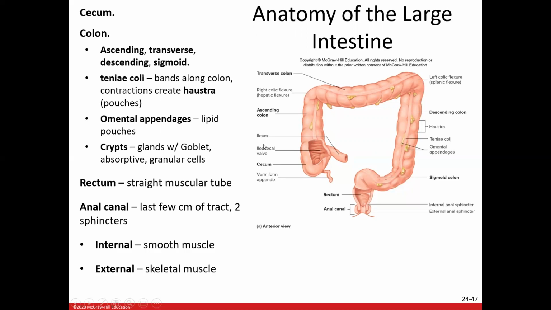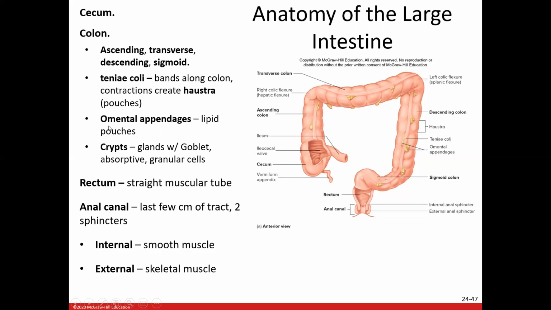And all along the colon, you have these muscular bands that are called teniae coli. When these bands contract all along the large intestine, they create these little pouches that I'm running my mouse over. These pouches are called haustra. It gives the large intestine this puffy look to it.